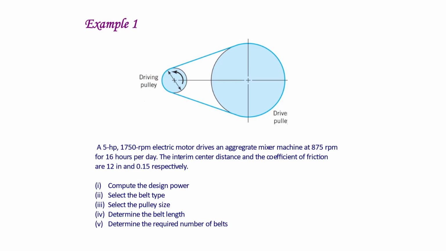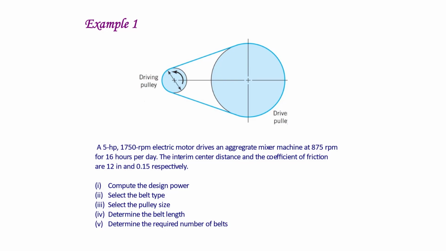The diameter of both pulleys is not given, so it means that we have to design. What is given here is the initial center distance of 12 inch. If you look, the first step that we have to do to select the V-belt is to compute the design power, HD.